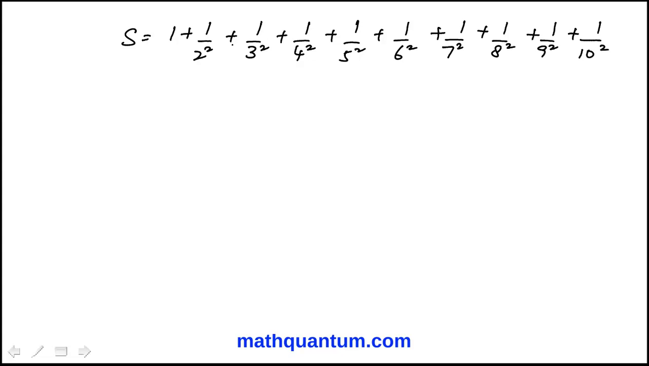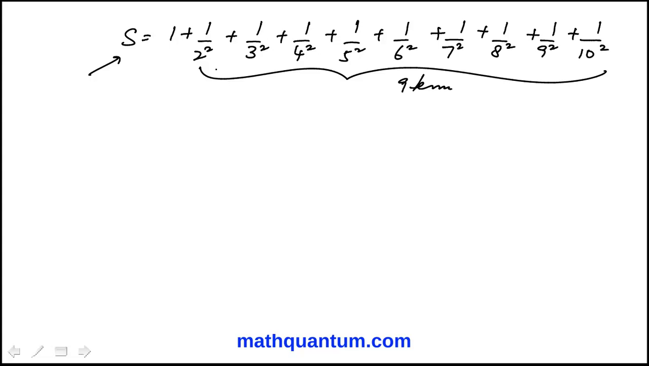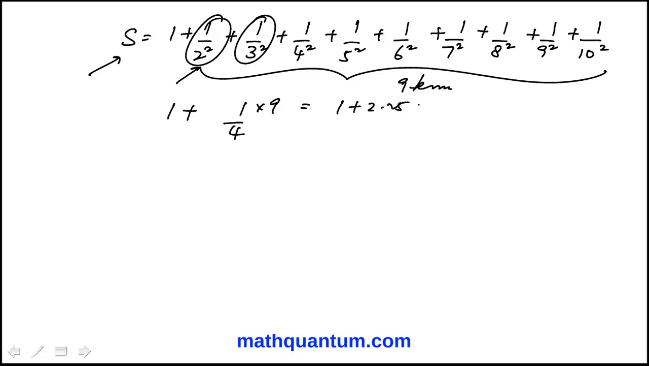So to do these types of problems, it's best to approximate the upper and lower limit for S. I found this problem a little bit tricky. For example, we have 9 terms. One way is to replace all of these with the greatest term, which is 1/4, and multiply that by 9. In this case I get 1 plus 2.25, which is 3.25.